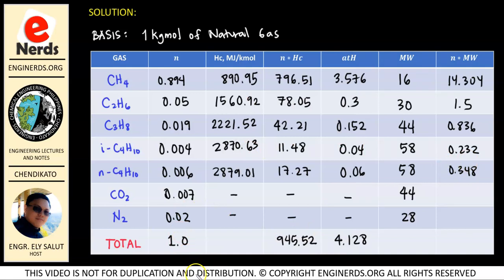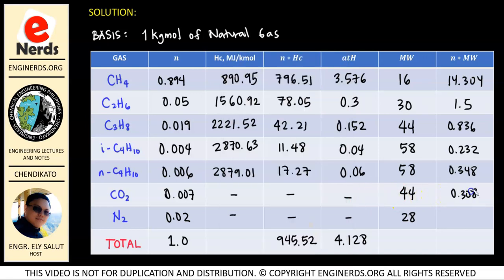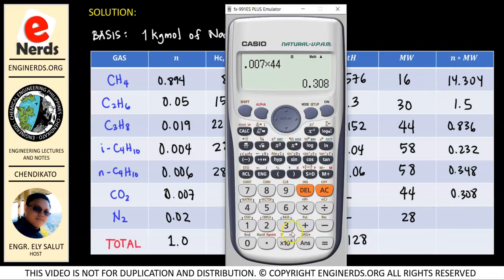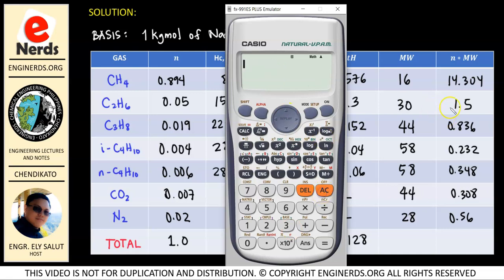Para sa ating CO2, we have 0.007 times 44. We have 0.308. And then, para sa ating N2, we have 0.02 times 28. We have 0.56. Okay, so if I'm going to add all of this, you will get the average molecular weight ng ating natural gas. Okay, so that's what we're going to do here.